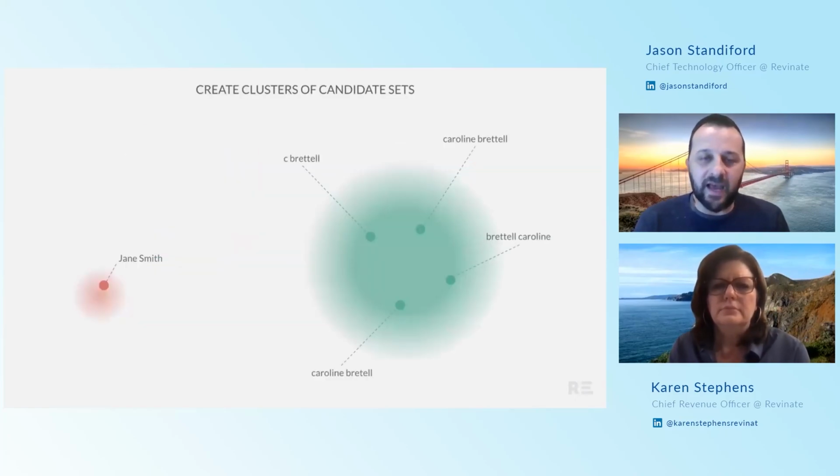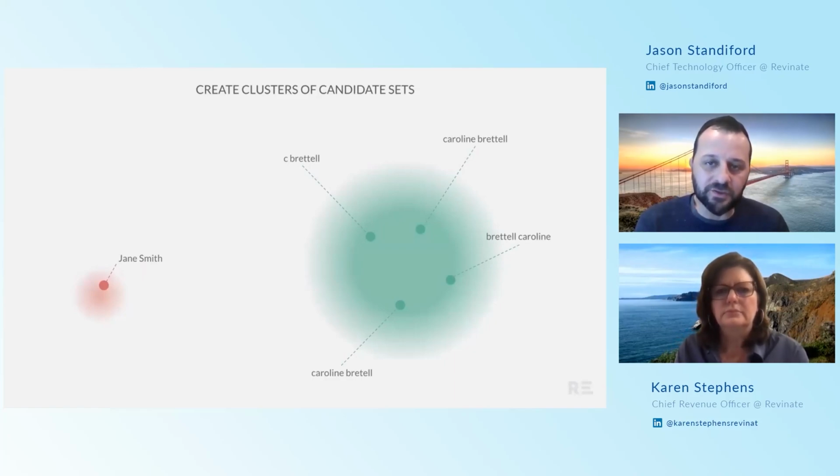So the next step, part 2, is creating these clusters of candidate sets. One of the challenges of doing profile synthesis at scale, whether it's machine learning or not, is that computationally it's expensive. You're comparing a lot of people to a lot of other people. And we don't want to do that. We want to do this quickly, accurately and fast.